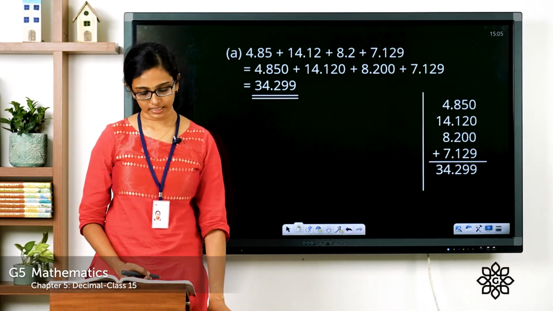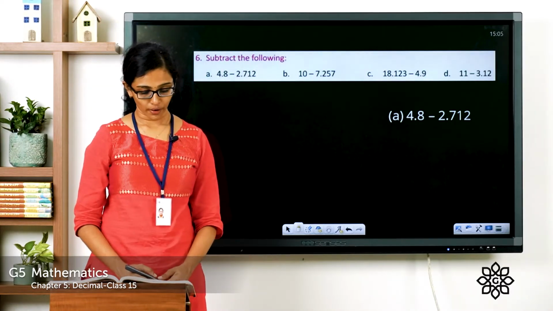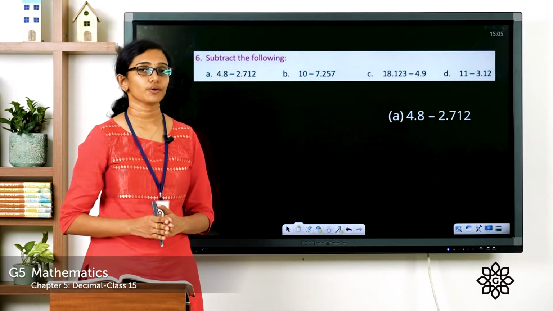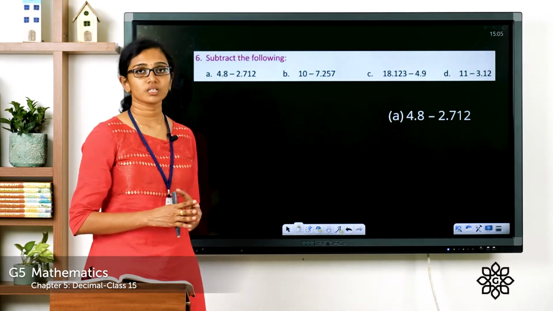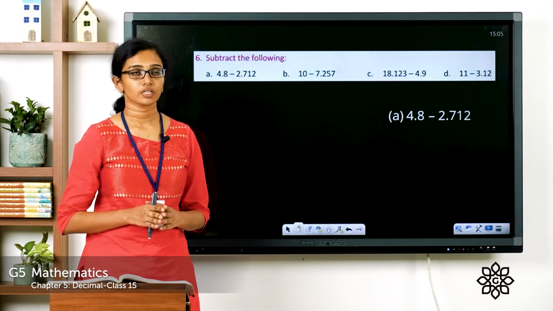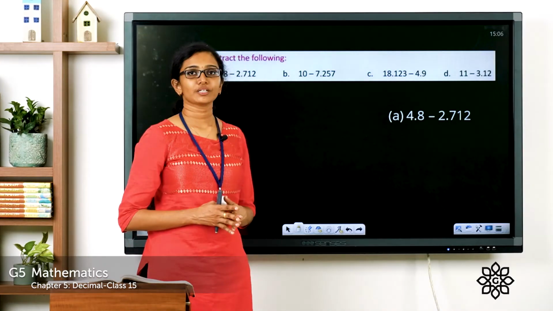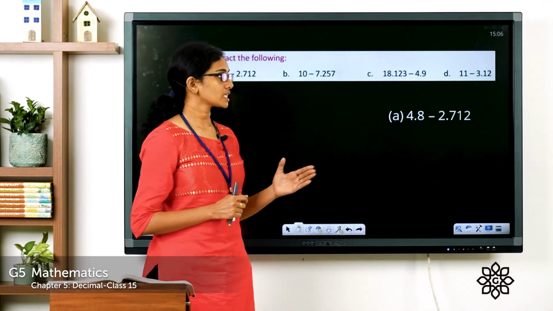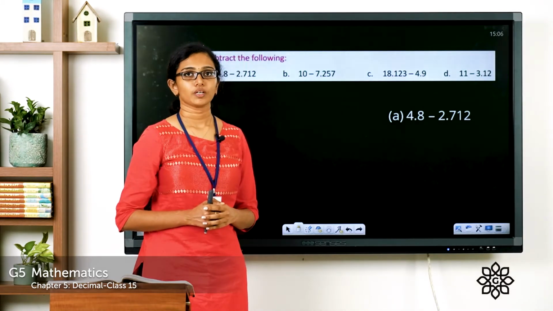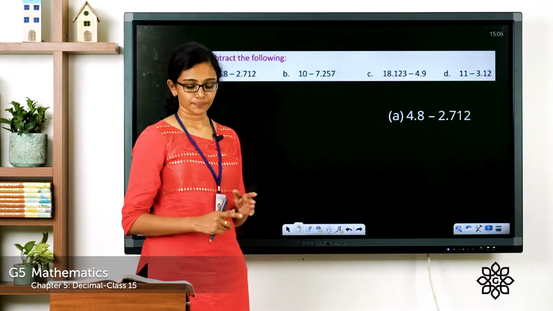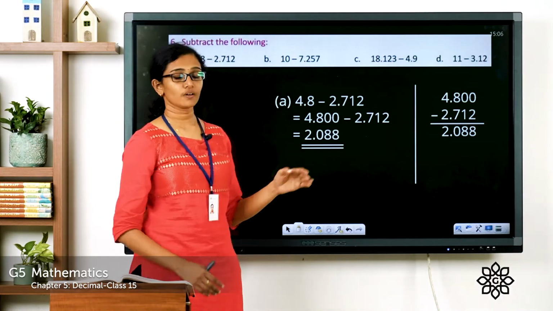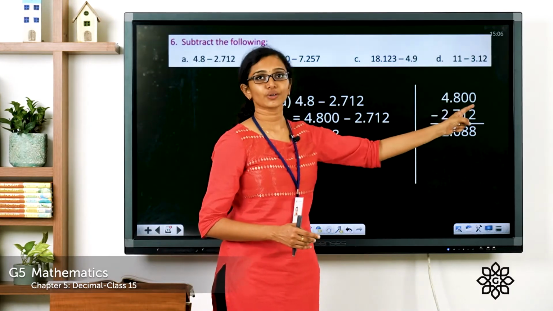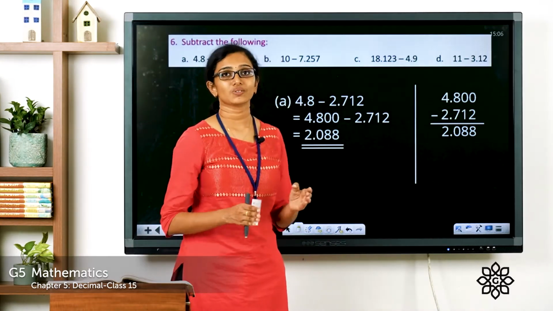Question number 6. Question A, 4.8 minus 2.712. Here also, just like addition, the numbers have to be like decimals. Here, in the minuend, there is only 1 digit after the decimal point, whereas in the subtrahend, we have 3 digits after the decimal point. So let's make them like decimals by adding enough zeros to the right of the decimal point. So that 4.8 becomes 4.800 and 2.712 is written as such.